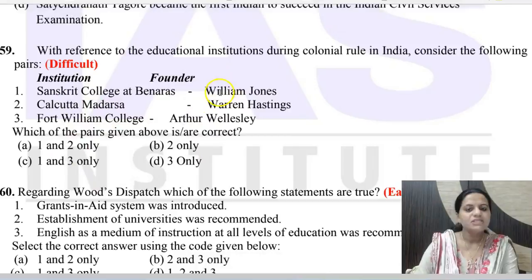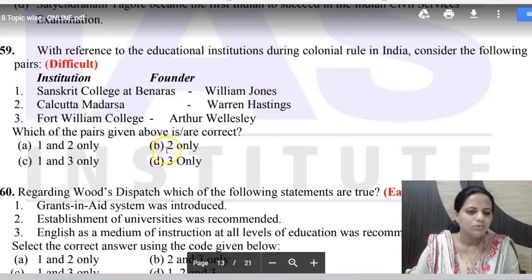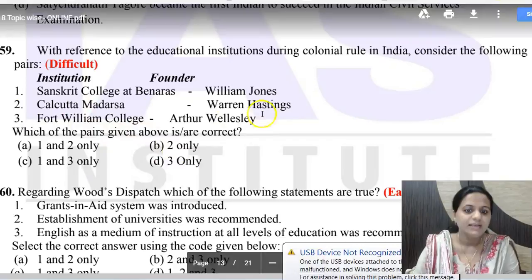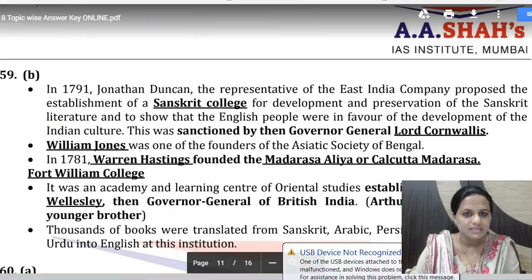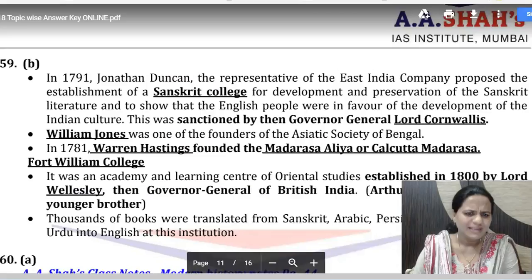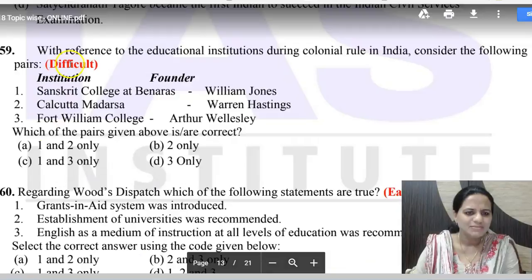With this information, what is left with you is only B. So option B is what is remaining. So Calcutta Madrasa, Warren Hastings is truly correct. So B is the correct answer. 3, Fort William College was founded by Lord Wellesley. But then Arthur Wellesley is not the correct answer because Arthur Wellesley was the brother of Lord Wellesley. He was the younger brother. So again, this is quite confusing. That's why I have put it under the category of difficult.